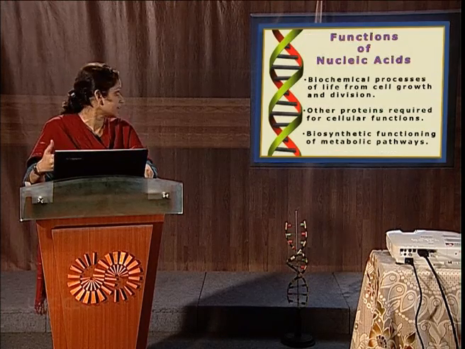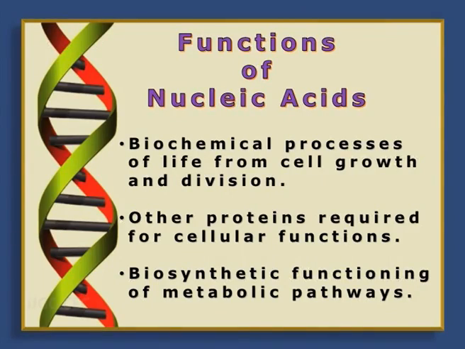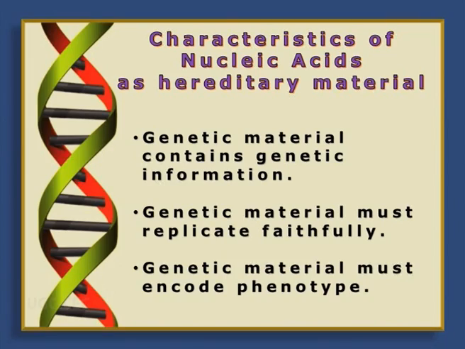Now, as shown in the next slide, we can see the different functions of nucleic acid. The nucleic acid governs the different types of biochemical processes, the proteins which are required for cellular functions, and it also governs enzymes which are regulatory in nature and control the metabolic pathways. In the third slide, it is also given what the characteristics of a nucleic acid are to satisfy as a genetic material. It must satisfy three characteristics: it must be able to contain genetic information, must replicate faithfully, and must encode the phenotype.